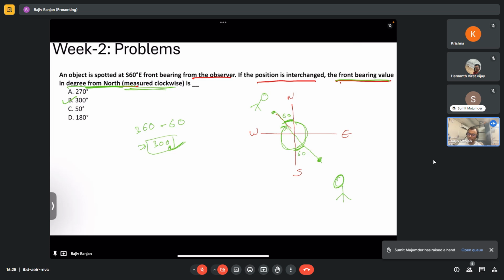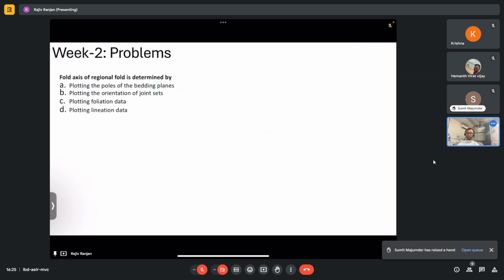Remember why we made it like that? Because it is asking you to measure from the north direction and measure clockwise. So we are moving clockwise, and that's it. So 300. Okay.